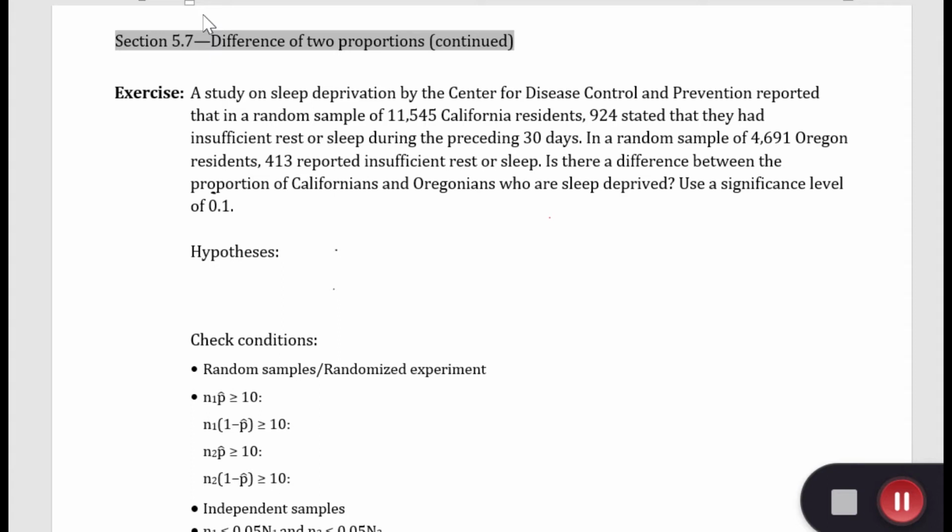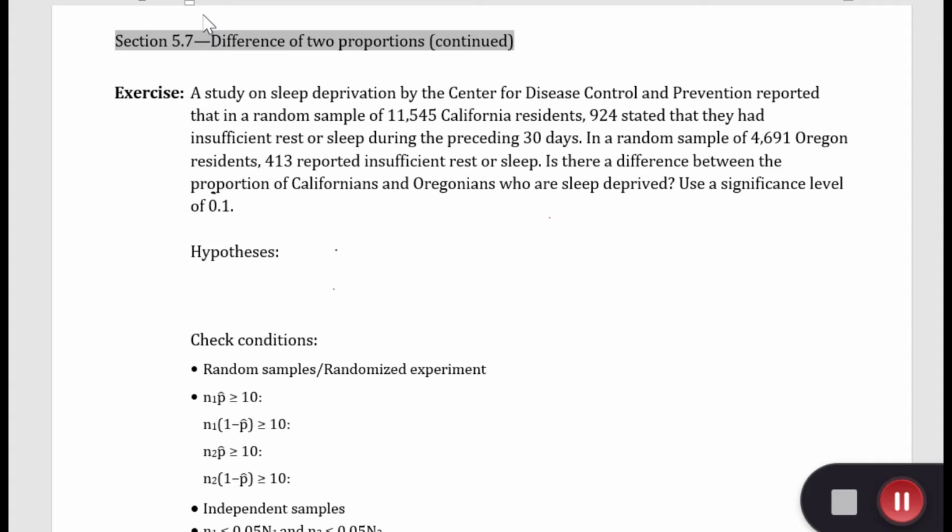A study on sleep deprivation by the Center of Disease Control and Prevention reported that in a random sample of 11,545 Californian residents, 924 stated that they had insufficient rest or sleep during the preceding 30 days. In a random sample of 4,691 Oregon residents, 413 reported insufficient sleep or rest. Is there a difference between the proportion of Californians and Oregonians who are sleep deprived? Use a significance level of 0.1.